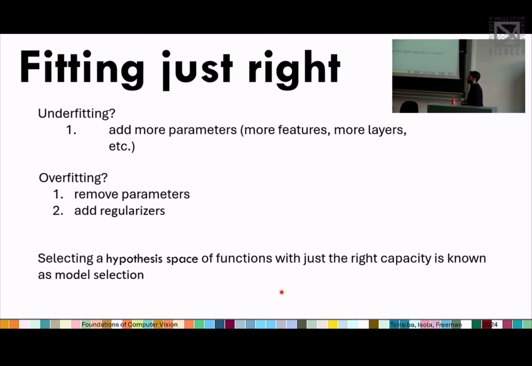So, to summarize, to fit well, if you are underfitting, you can add more parameters, more features, more layers, whatever. If you are overfitting, you have two options: either remove parameters or add a regularizer. And basically, you are selecting a hypothesis space of functions with just the right capacity.